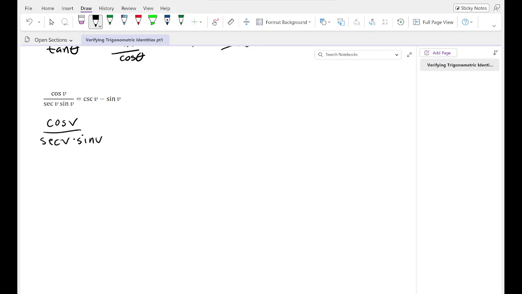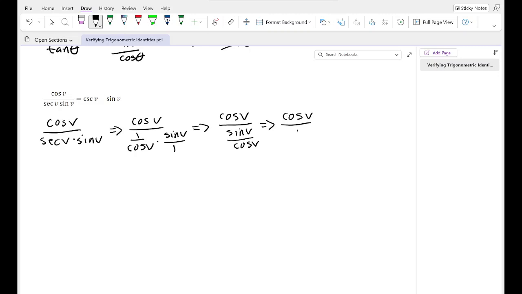And I'm going to change secant to its cosine version, 1 over cosine. So I'm going to have cosine v over 1 over cosine v times sine v over 1, just to keep it as a fraction. And I can just multiply the fractions in the bottom together, so I'm going to have cosine v over sine v over cosine v. And again, I'm going to flip it and multiply, and I'm going to end up getting cosine v over 1 times cosine v over sine v.